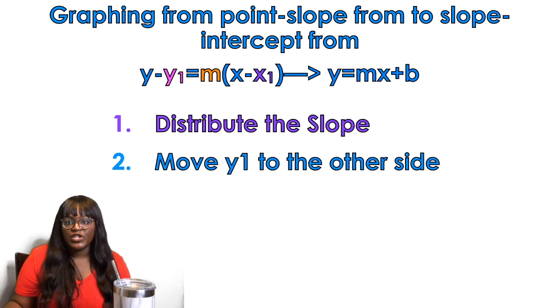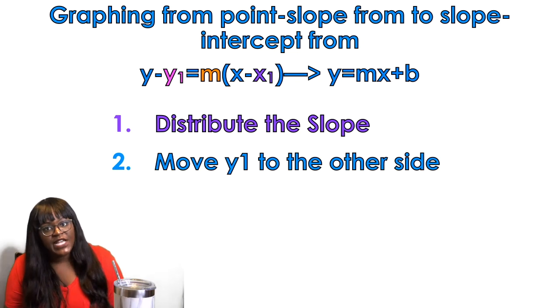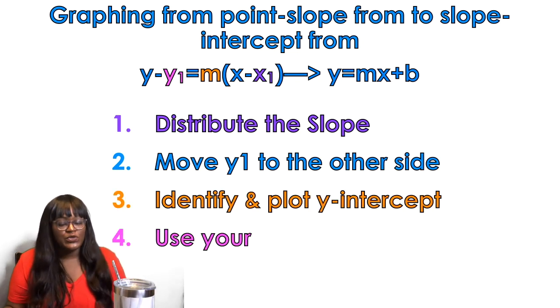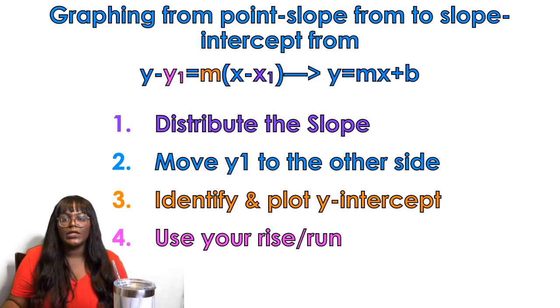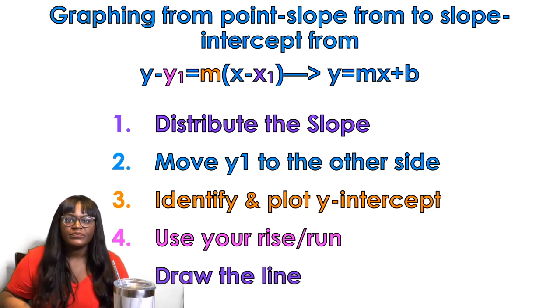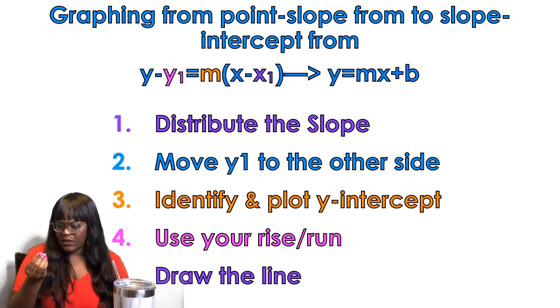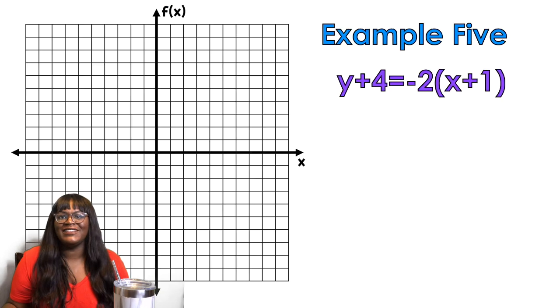So you're gonna distribute the slope, you're gonna move y1 to the other side, you're going to identify and plot the y-intercept, you're gonna use your rise over run, and then you're gonna draw your line. Oh my gosh. I don't know what's happening.